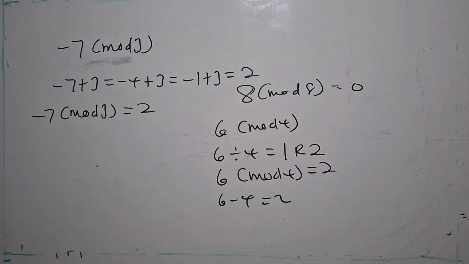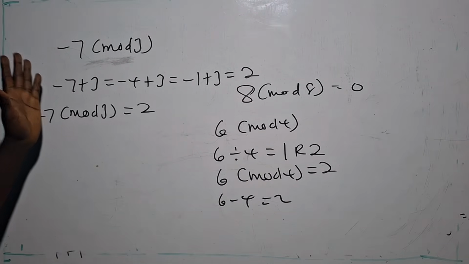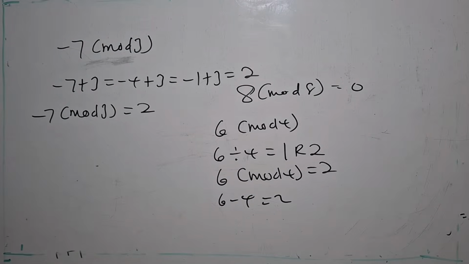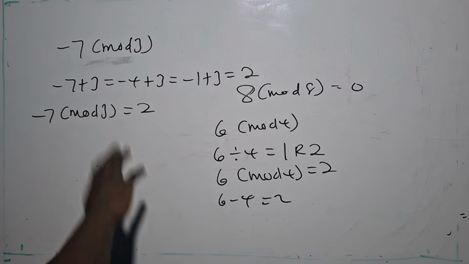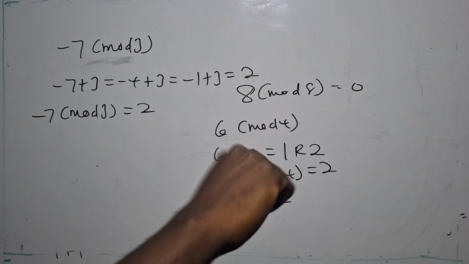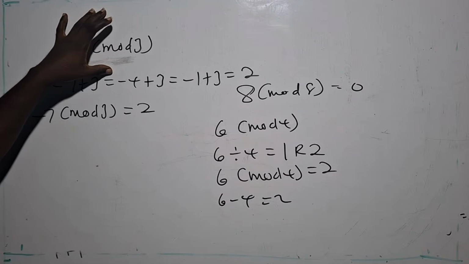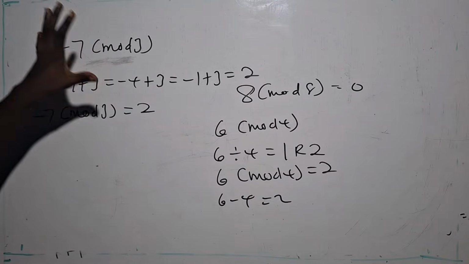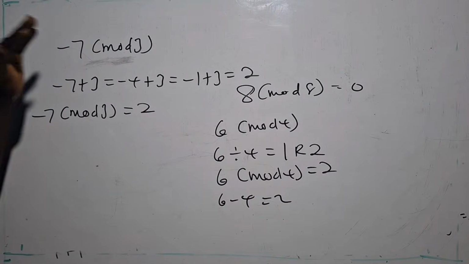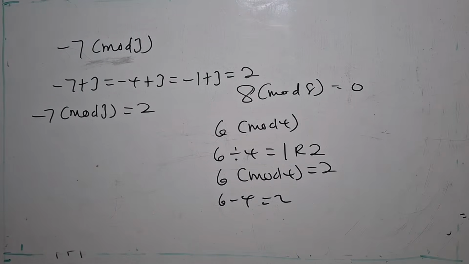This is the reason why, for negative numbers in a modulo, we add the modulo to obtain the first positive number, or a positive number which is lesser than the modulo. This is how we solve negative modulo numbers. We have to take note of this, because in the questions we are going to solve, we are going to apply them.